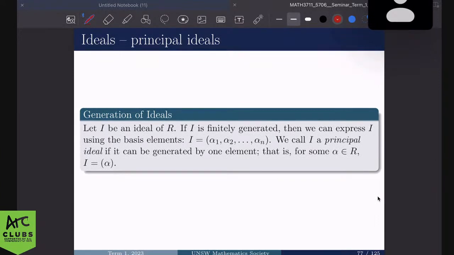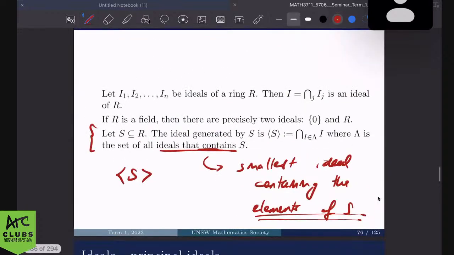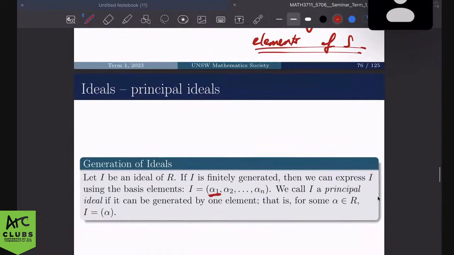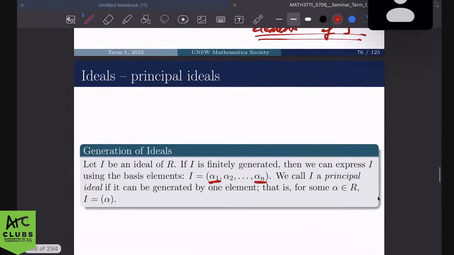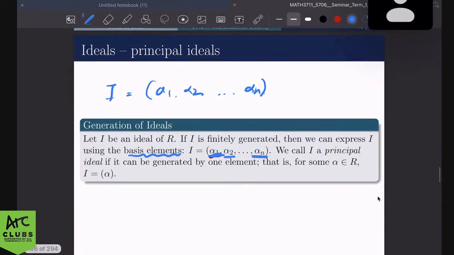If I is finitely generated, which means the set S over here is actually finite, so you can write it out as alpha 1 down to alpha n, then you can express it using what's called the basis elements, right? So you can say it's generated by alpha 1, alpha 2, all the way down to alpha n, okay? And I is a principal ideal if it can be generated by one element, right? So I is equal to the ideal generated by alpha, okay? And this becomes useful later when we start talking about domains.